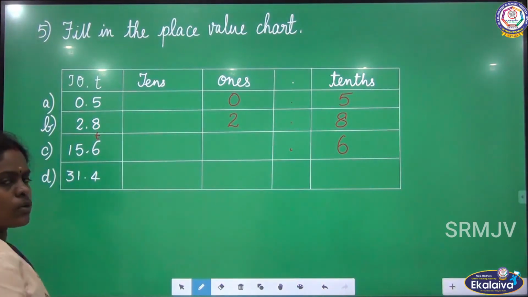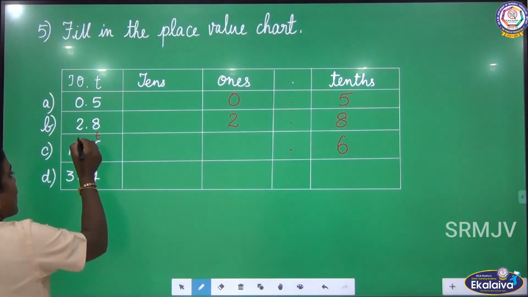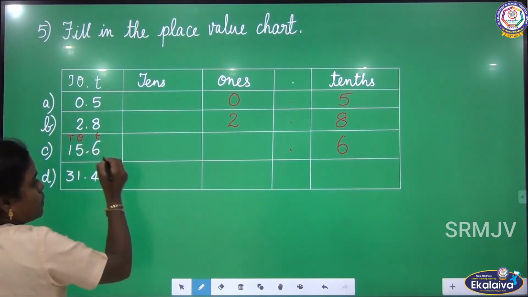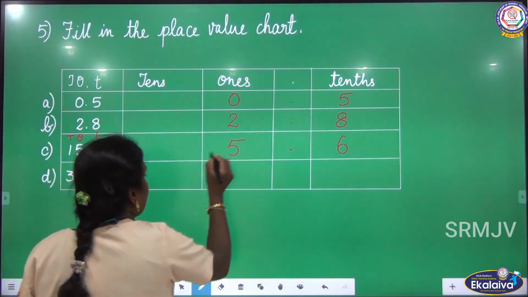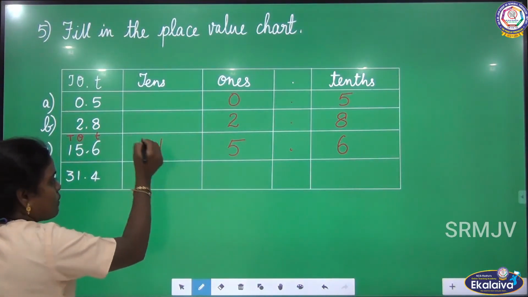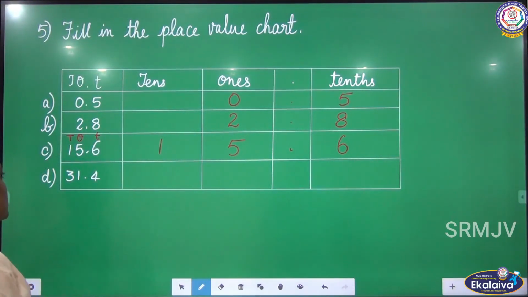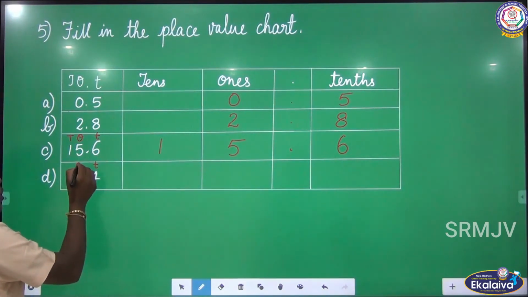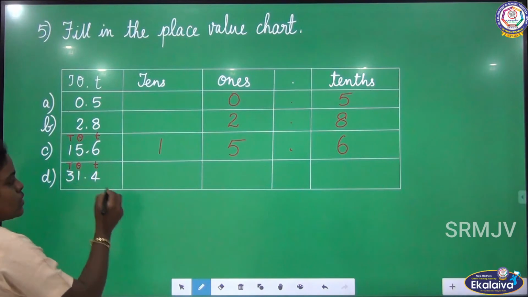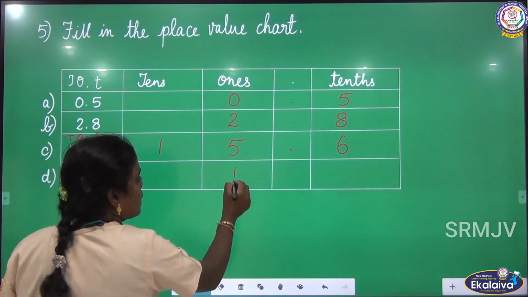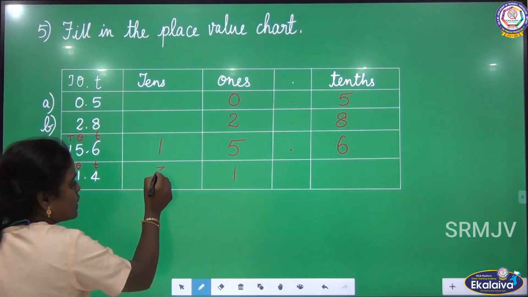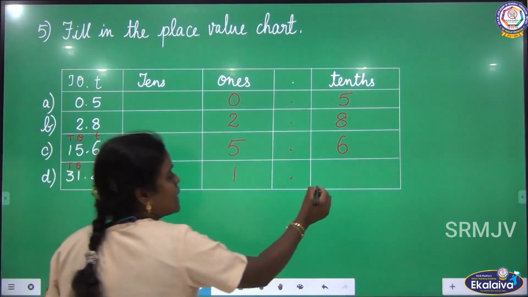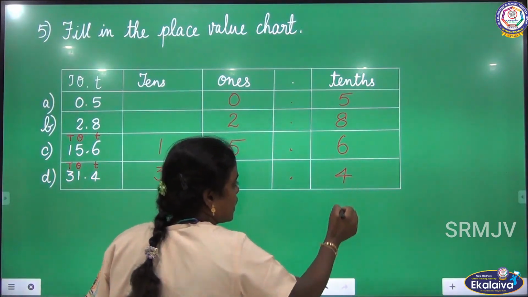Listen, here we have a 2-digit number in the whole number part. It is ones and tens. So in the ones place we have to write 5 and in the tens place write 1. Look at the next question. Here also we have 2 digits in the whole number part. Write 1 in the ones column, 3 in the tens column, dot, 4 is in the tenths place. That means the tenths column.